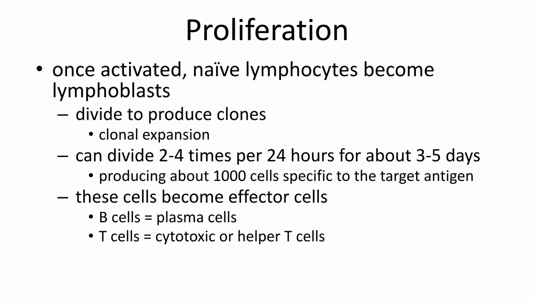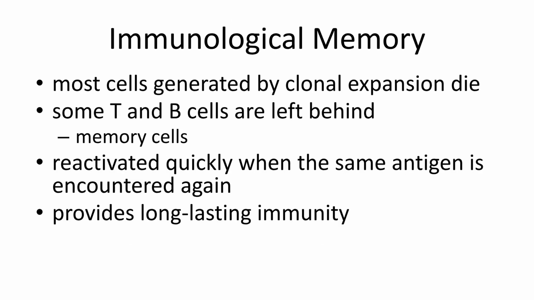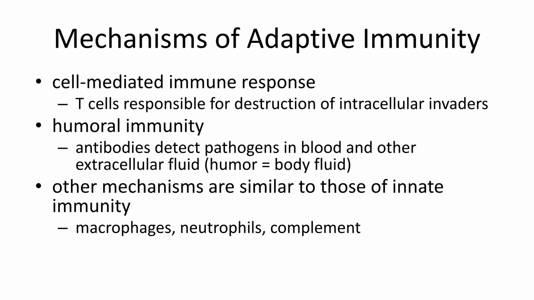Upon activation, naive lymphocytes become lymphoblasts and undergo clonal expansion, dividing rapidly to produce about 1,000 cells specific to the target antigen. These cells become effector cells, such as plasma cells for B cells and cytotoxic or helper T cells for T cells. Most cells from clonal expansion die, but some T and B cells remain as memory cells. These memory cells are quickly reactivated upon re-encountering the same antigen, providing long-lasting immunity.